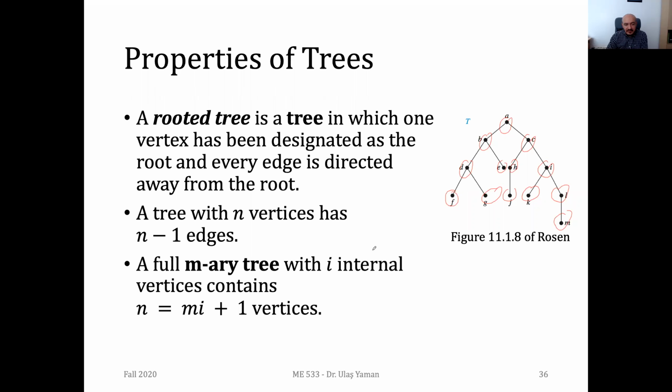Another thing, if you have an M-ary tree, what does M-ary mean? If M is 2, then the tree is called binary. If M is 3, then we have tri-ary trees, which means that in the tri-ary trees, we should always have 3 children. As you know, in the binary trees, we only have 2 children, but in tri-ary trees, we always have 3 children.